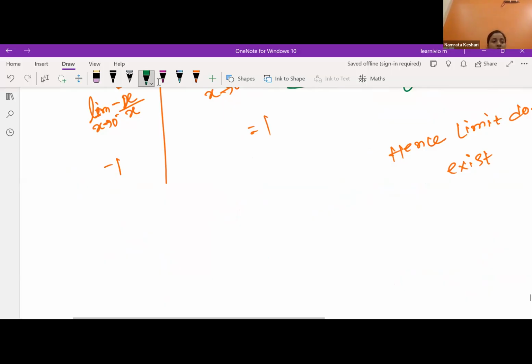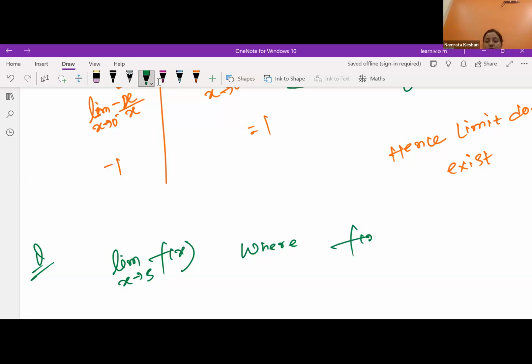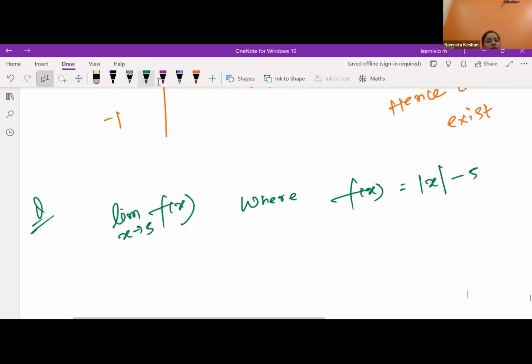So the next question is, suppose we have to find the limit x tends to 5, f of x, where again our f of x contains a modulus function, that is mod of x minus 5. Let's see how to find it. Again, do we have to redefine this function, or can we take it as it is? Yes, we can redefine this function.